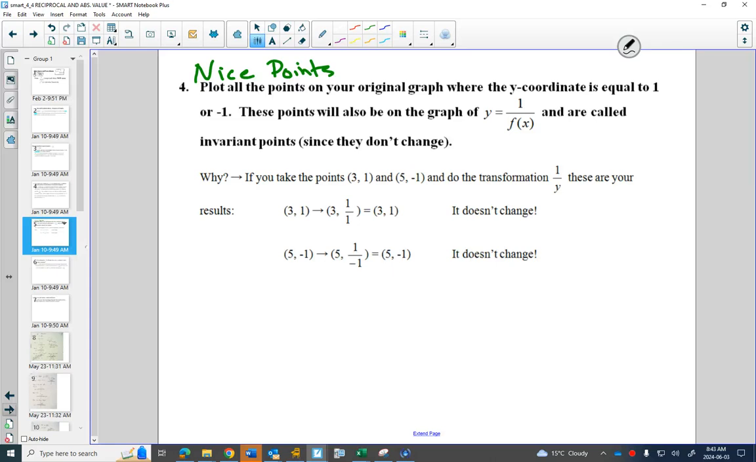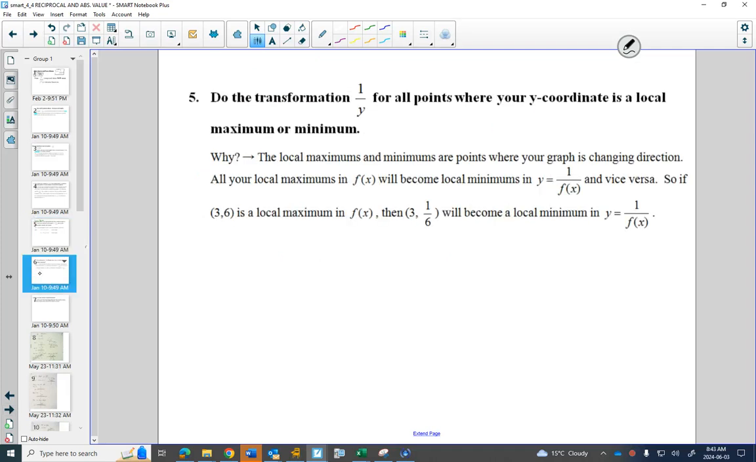So once you have your asymptotes and a few nice points, just like graphing rational functions unit, now this is also still nice points. 4 and 5 are just talking about nice points.